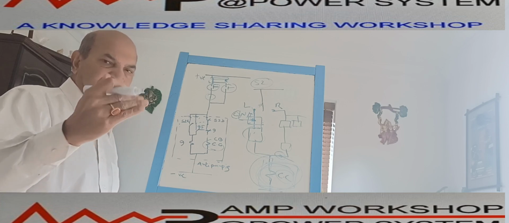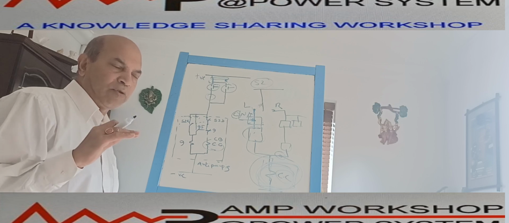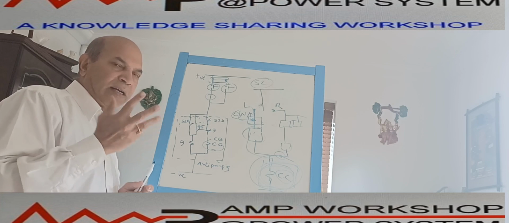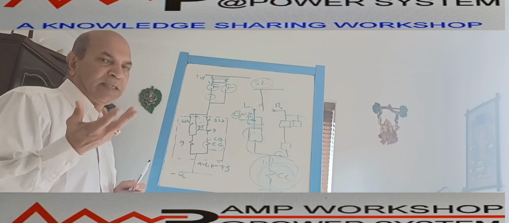This is not the service test position. We are not discussing this. The breaker has an auxiliary contact. This contact has two types: one is an NO contact, one is an NC contact.